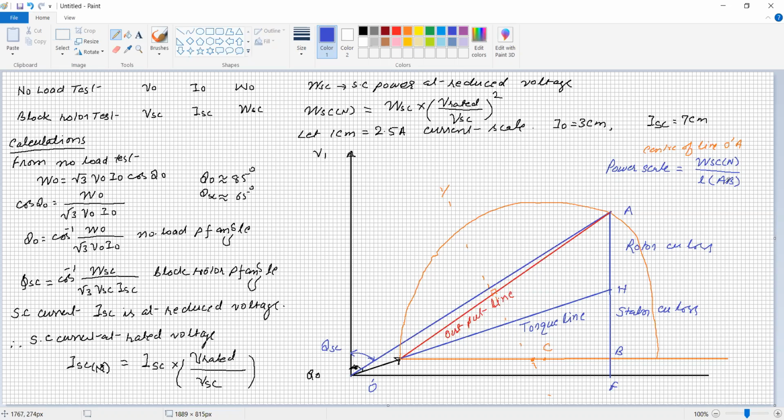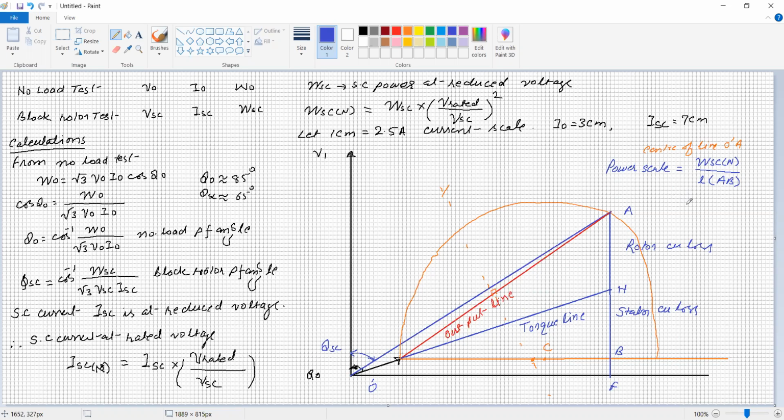This length is AB, right? Because it will indicate the short circuit copper losses. WSC is the copper losses. So under rated voltage, this would be the copper losses. By dividing this power by the length of AB, it will give how much 1 centimeter is equal to. 1 centimeter is equal to 2,500 watt, whatever the value may be. So this is called the power scale.